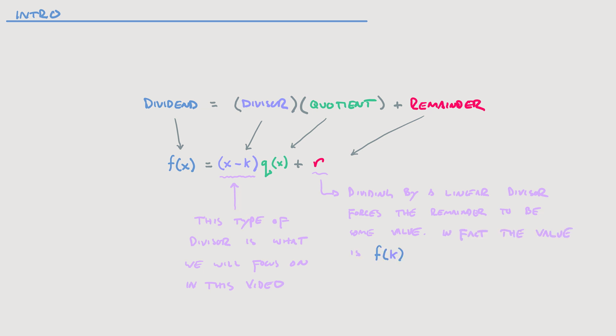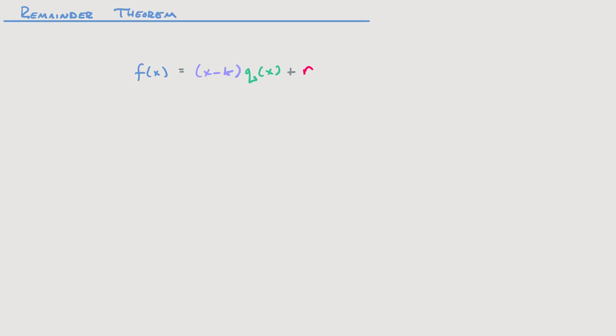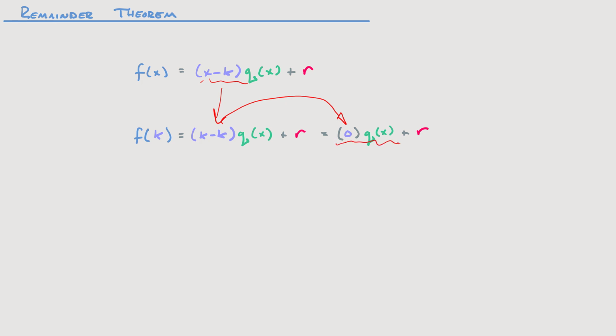This value that we end up getting, the number that's the remainder, ends up actually being the function evaluated at k, at this k right here. That's what you end up getting as the remainder. To see that, let's say that we have f of x equal to some linear divisor, x minus k, times q of x, and then plus some remainder. Let's plug in k for x. If you plug in k for x, this thing becomes k minus k, which is 0. Well, then you have 0 times q of x, and that whole thing is just going to be 0, because anything times 0 is 0. So you get f of k is equal to r.